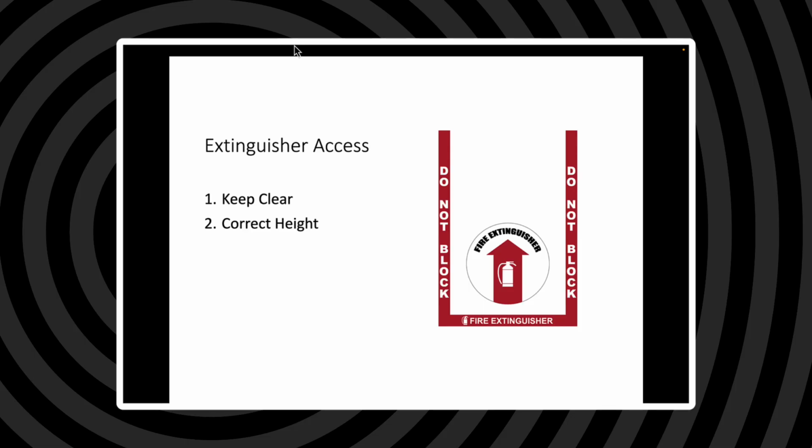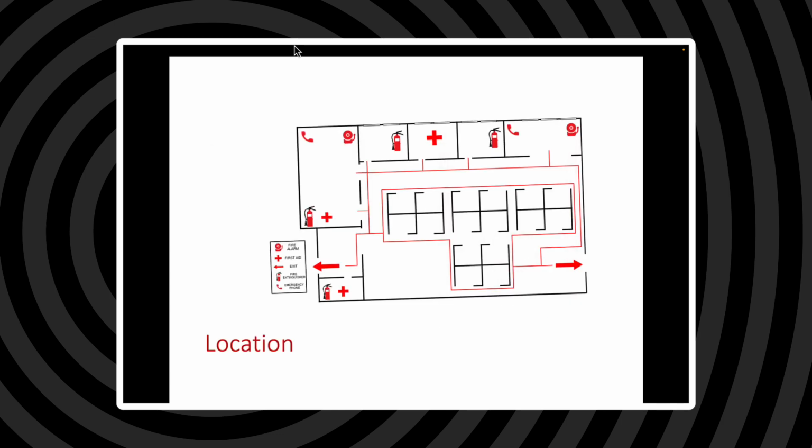One thing that we all can do as we're walking through our workplace is to make sure extinguishers are kept clear and that they are at the correct height, so we have easy access. If you see something stacked in front of an extinguisher, move it. Commonly, we see boxes stacked in front, forklifts parked in front. That can't happen. We need to have immediate access to fire extinguishers.